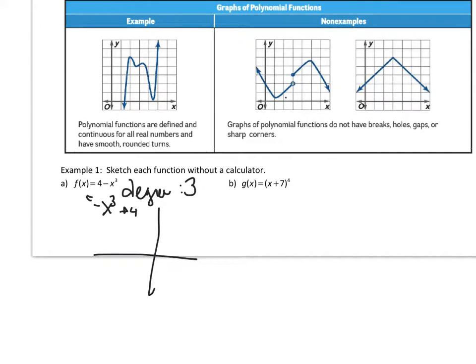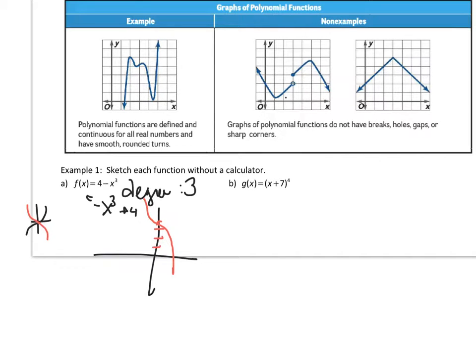So when I graph this, I know an x to the third power would normally graph going this way. The negative is going to flip it over the x-axis. And the plus 4 means we're going to go up 4. 1, 2, 3, 4. And you might have something that looks like that.